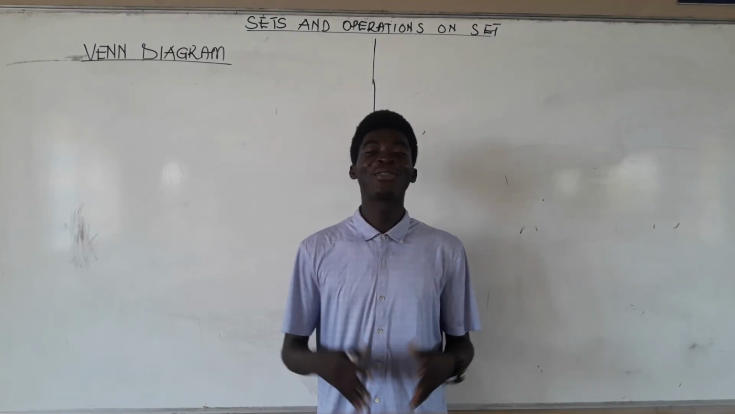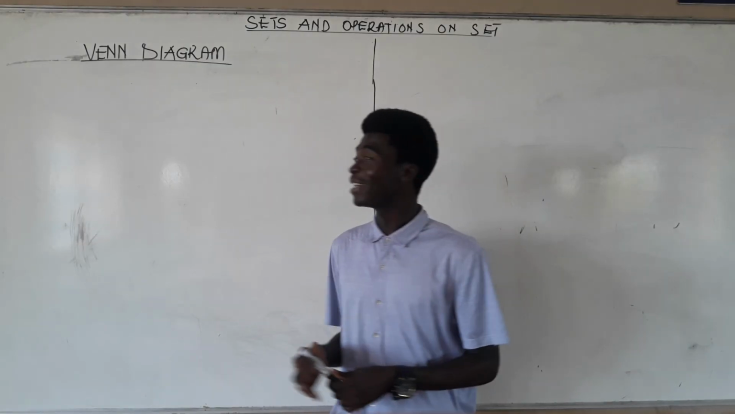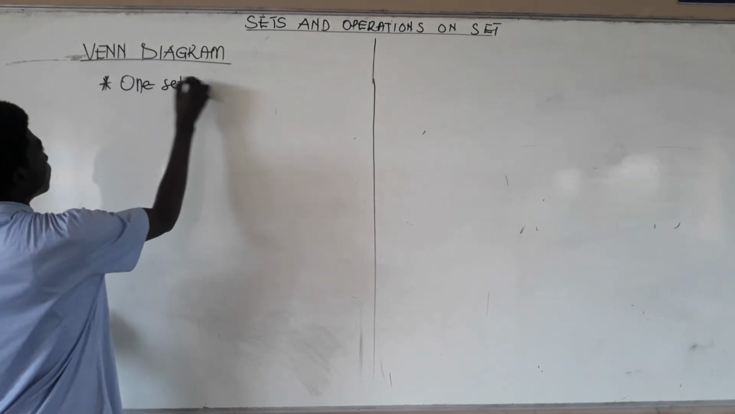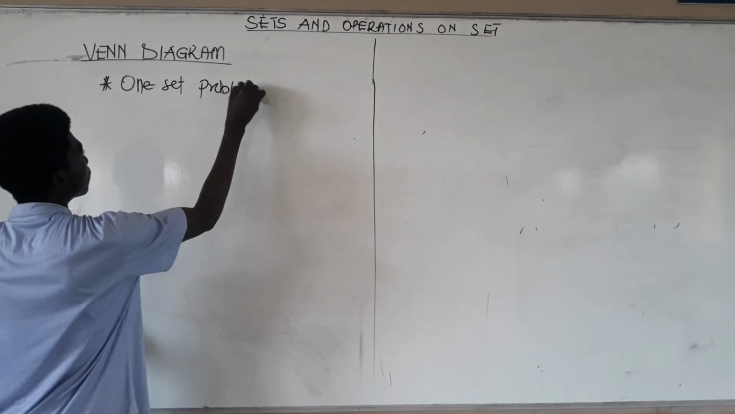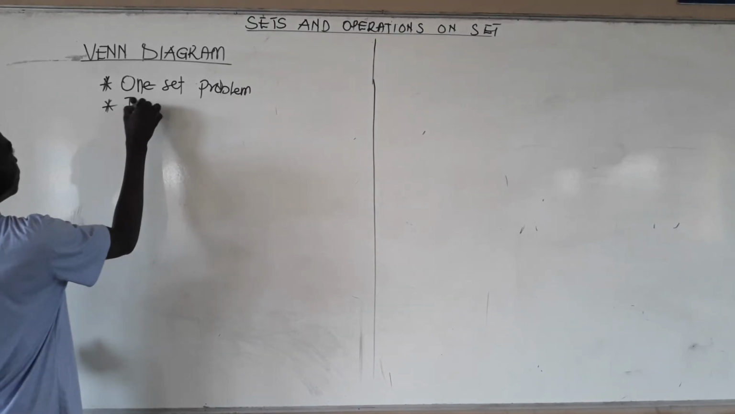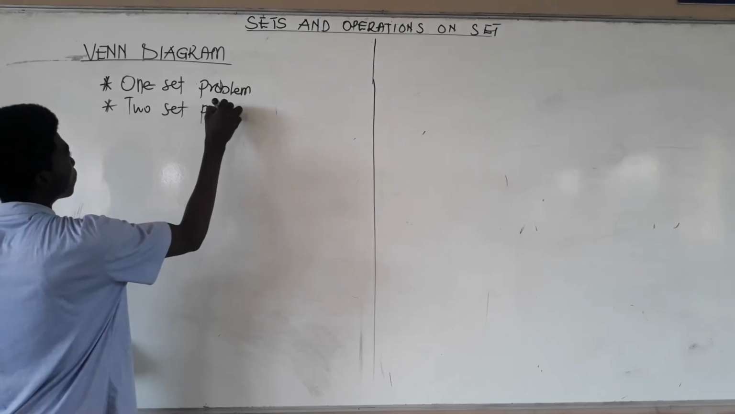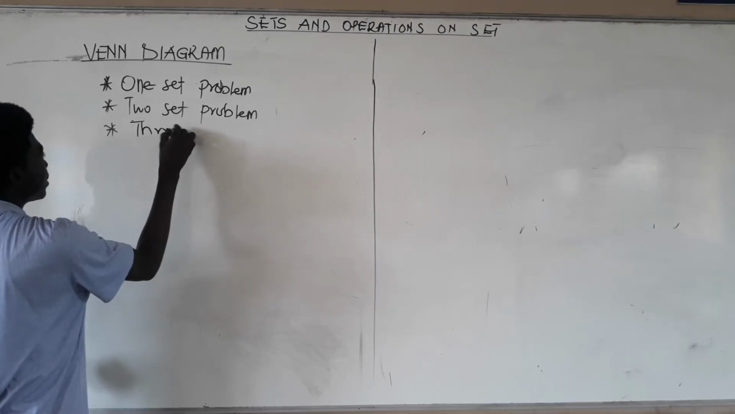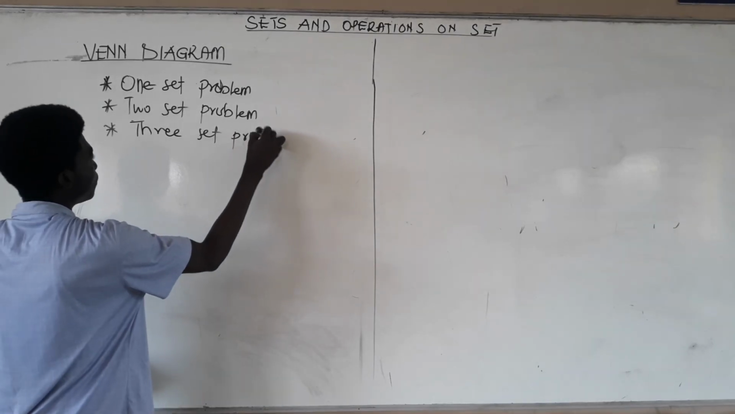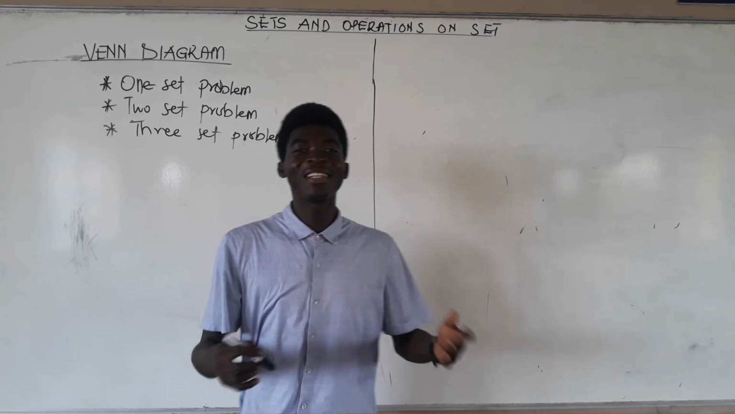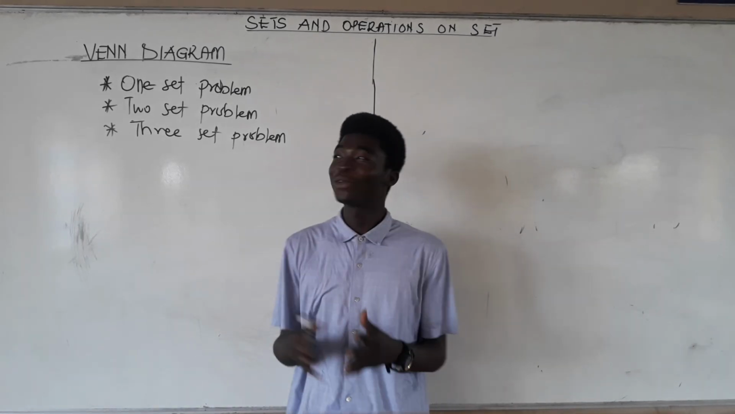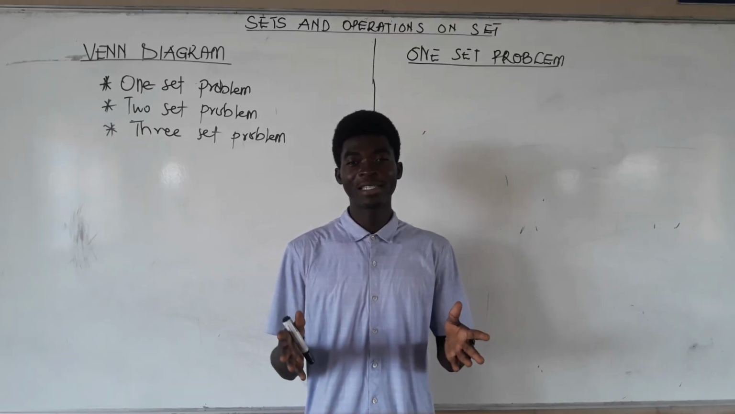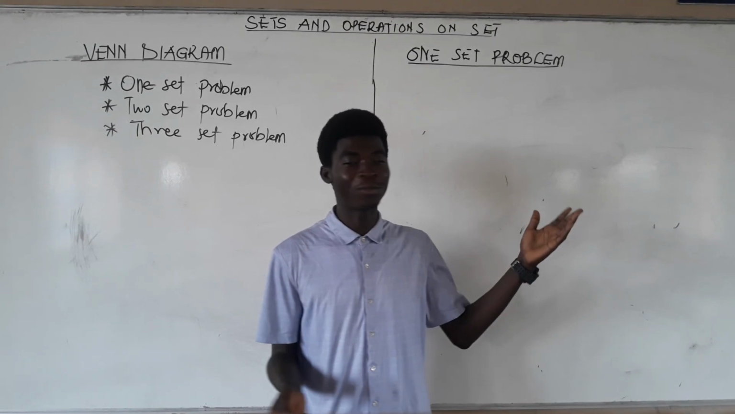I'm going to take you through three various set problems. The first I can talk about is the one set problem. We have the two set problem. Lastly is the three set problem. Now let's take them one after the other. So now the one set problem. A one set problem is when you've been given only one set. How do you represent this in a Venn diagram?